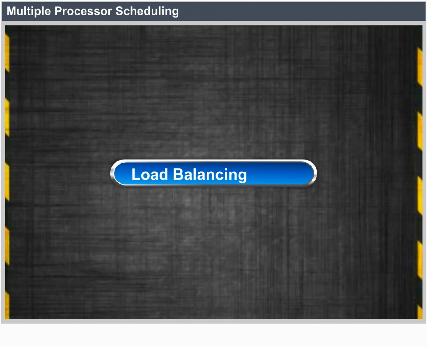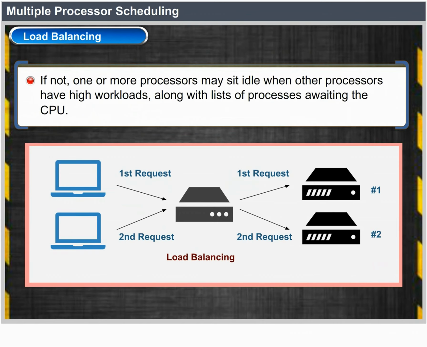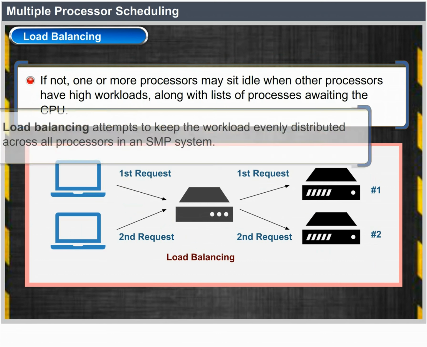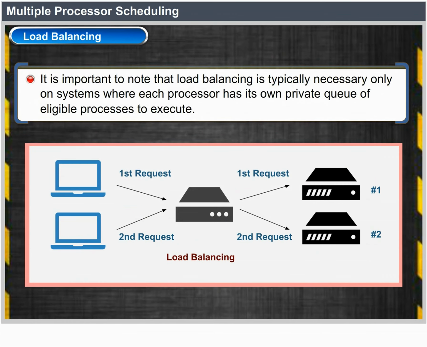Load balancing. On SMP systems, it is important to keep the workload balanced among all processors to fully utilize the benefits of having more than one processor. Otherwise, one or more processors may sit idle while other processors have high workloads along with lists of processes awaiting the CPU. Load balancing attempts to keep the workload evenly distributed across all processors in an SMP system. It is important to note that load balancing is typically necessary only on systems where each processor has its own private queue of eligible processes to execute.